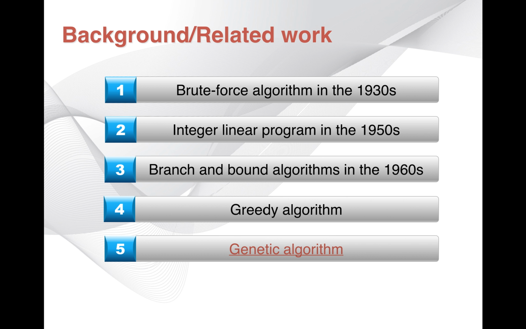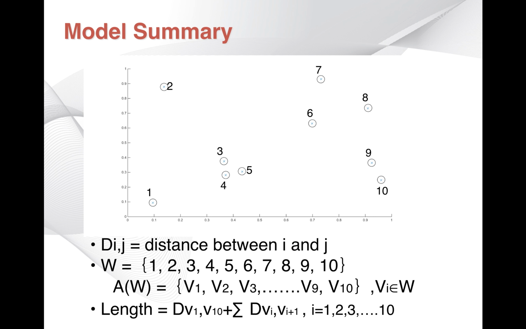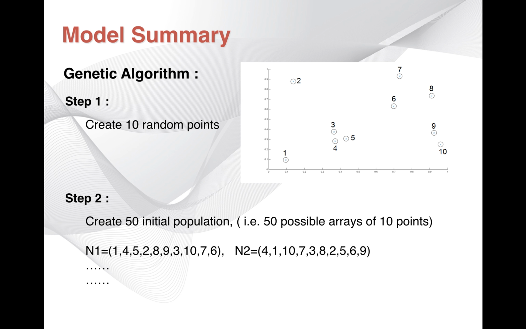Regarding traveling salesman problems, there are many algorithms, and I chose the genetic algorithm to solve this problem. First, this problem should be formulated. For example, 10 holes need to be processed. The arrangement of these 10 holes forms a path, and we should find the best arrangement to make the length shortest. The first step of GA is to create 10 random points.